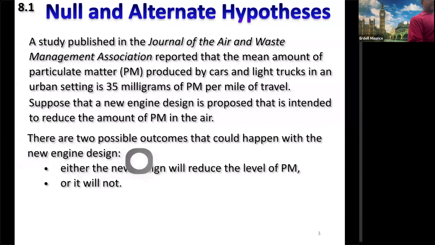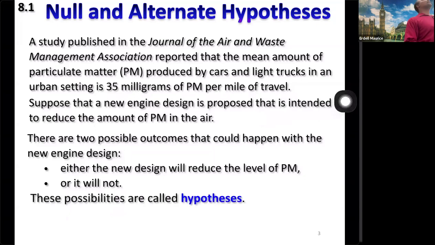There are two possible outcomes. Either the new engine design will reduce the amount of particulate matter, or it will not. They designed the engine, but literally all the engines before are really good, so it's not going to make much of a difference, or it will significantly reduce the amount of particulate matter that the cars output.